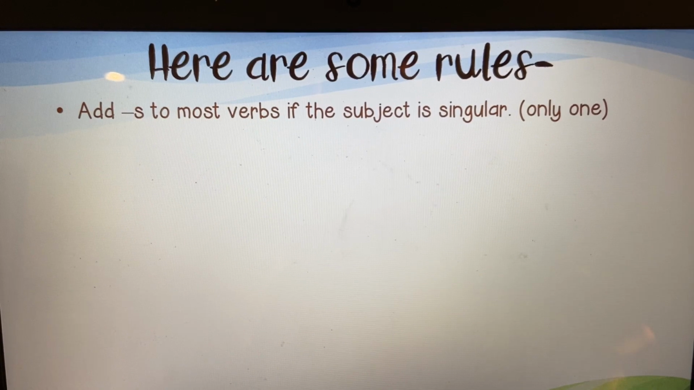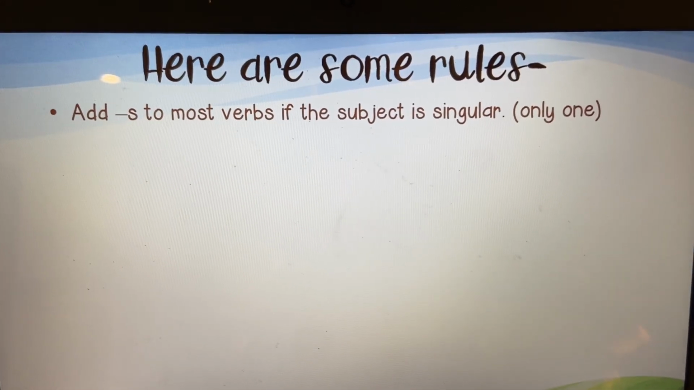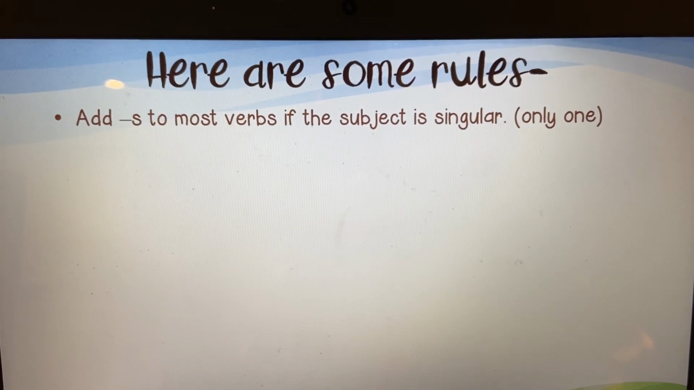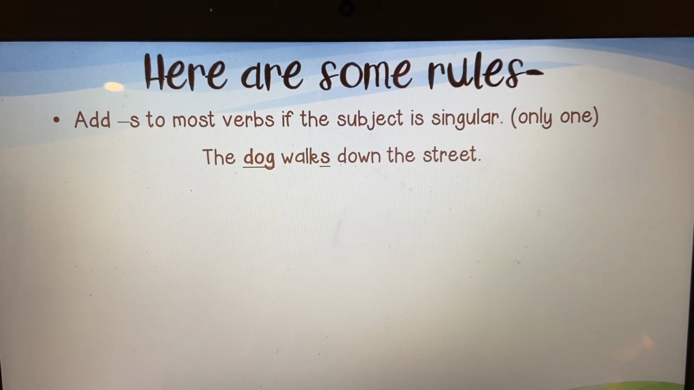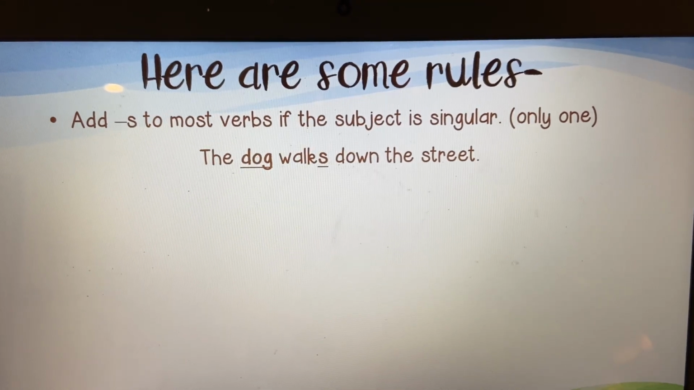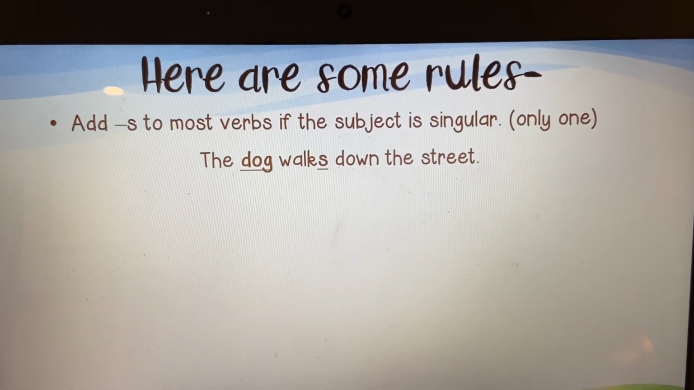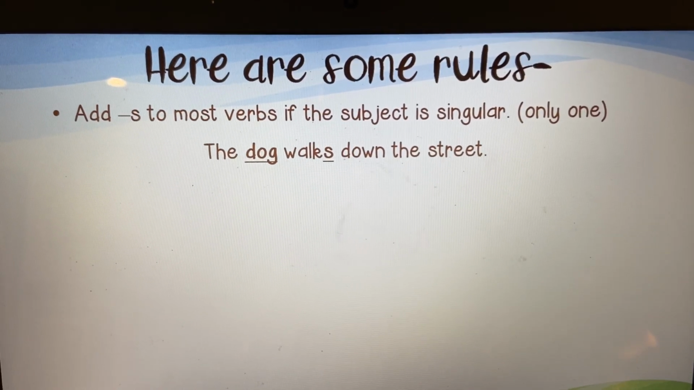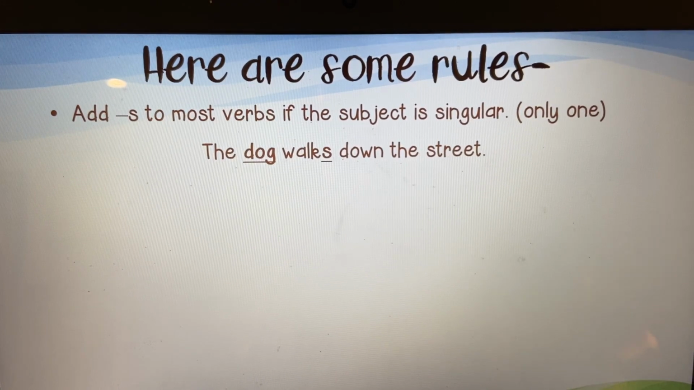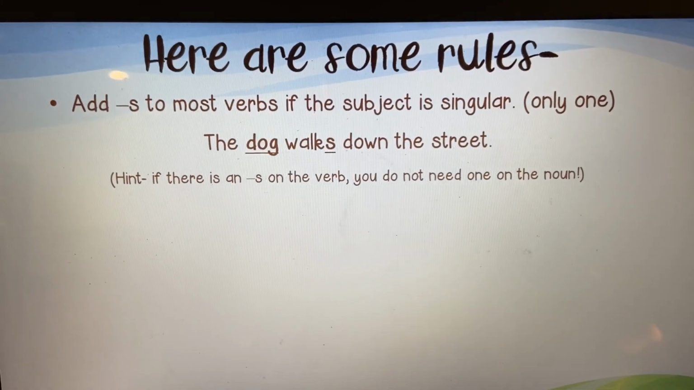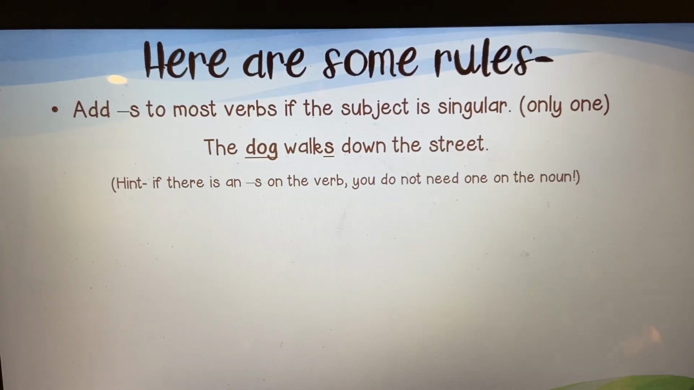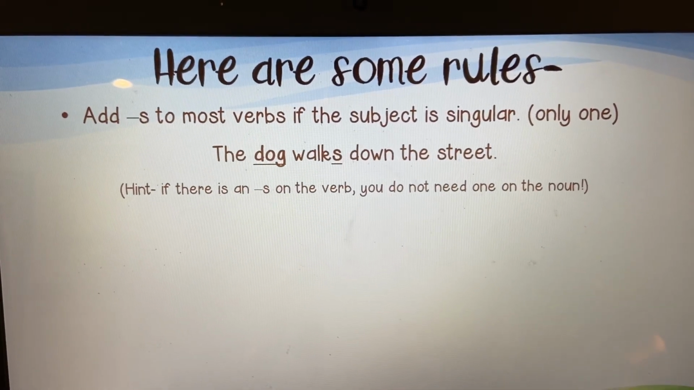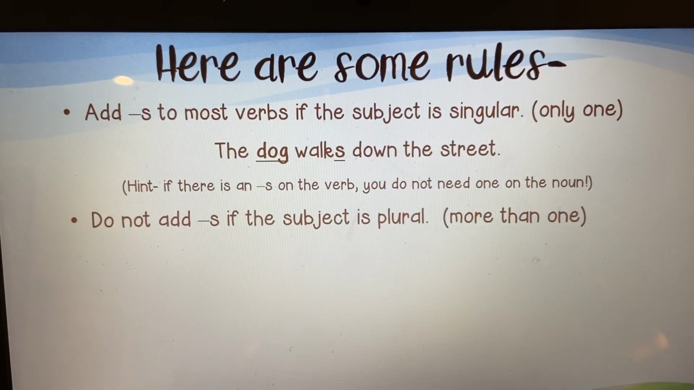So here they go. Most of the time, you're going to add S if the subject is singular. And let's remember, that means only one. So for instance, the dog walks down the street. So the subject is singular, there's only one dog, and we're going to add S to the verb. Here's a hint. If there's an S on the verb, you do not need to put one on your noun. That's a good tip to remember. They're not going to both have an S.